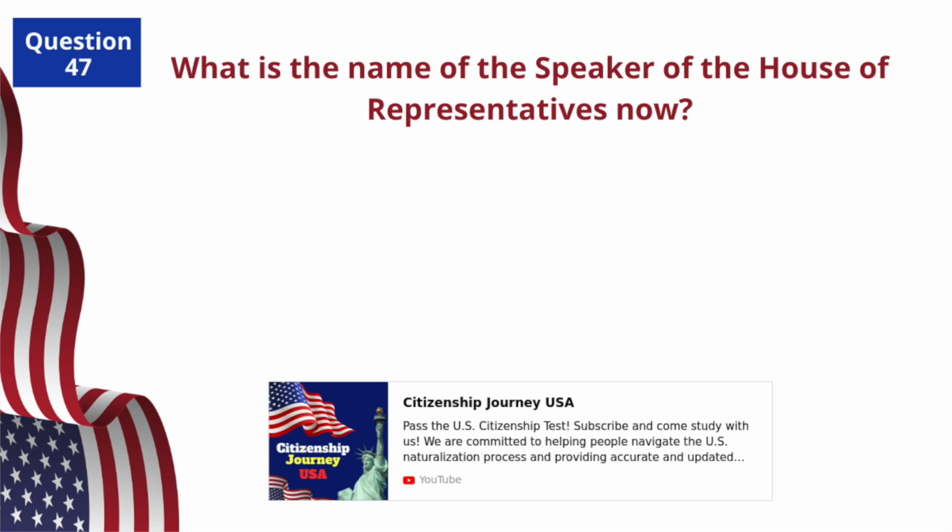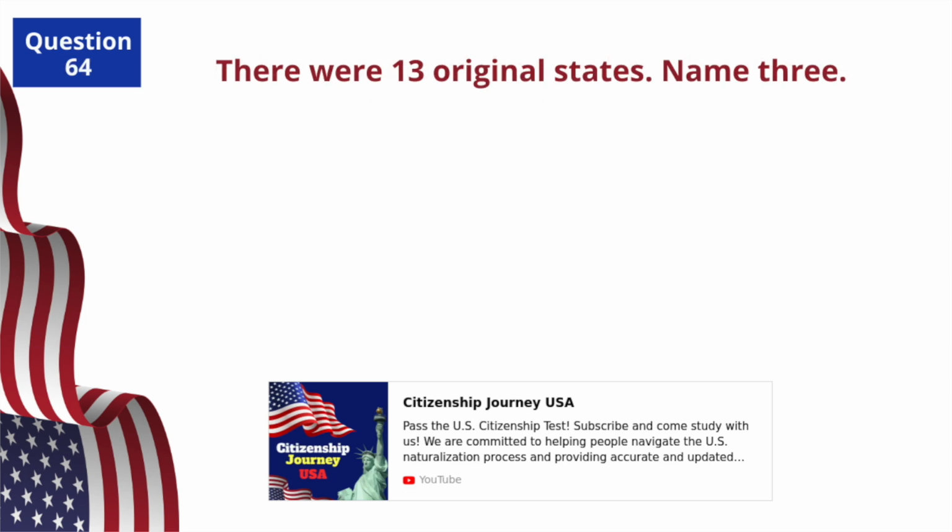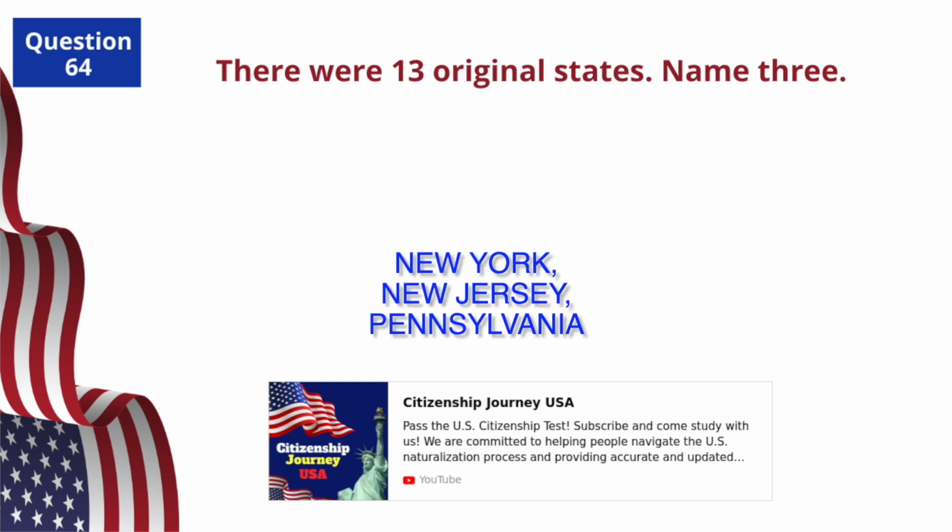What is the name of the Speaker of the House of Representatives now? Mike Johnson. There were 13 original states. Name 3. New York, New Jersey, and Pennsylvania.